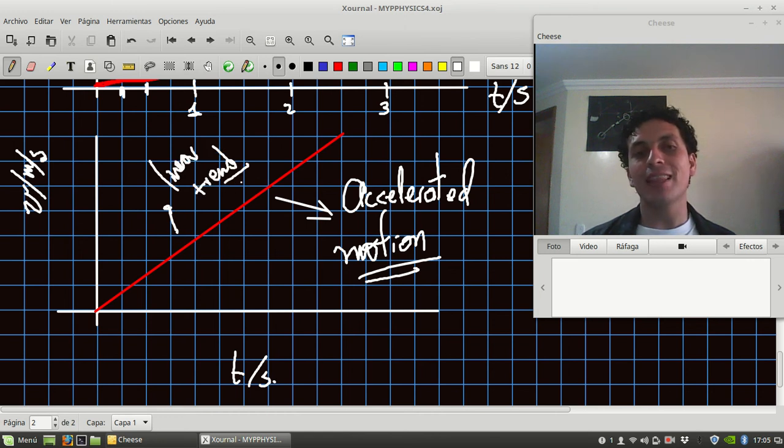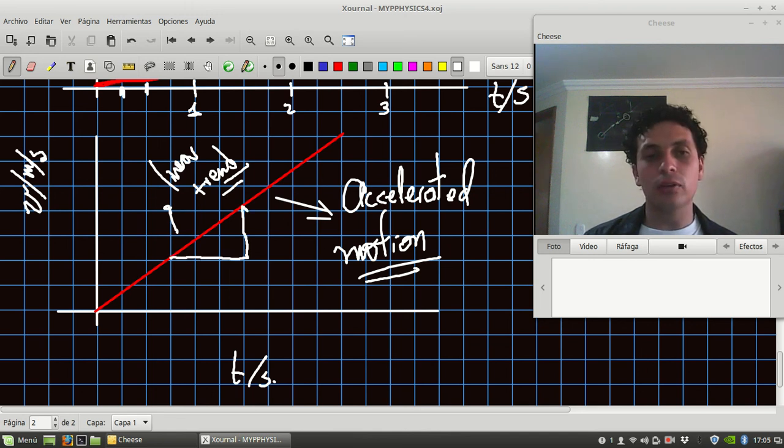Okay, so if you have a linear trend in the graph of velocity versus time, we're going to have an accelerated motion. Okay, it's a constant acceleration. The acceleration is not changing, it's the same. What is the acceleration? The gradient, or the slope, of this line. Okay, that's going to be the accelerated motion.